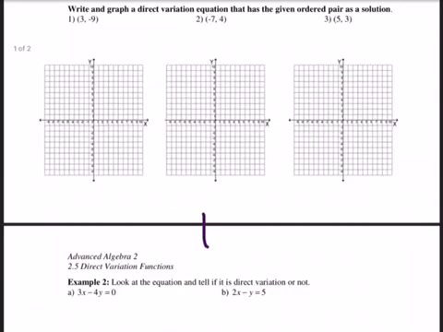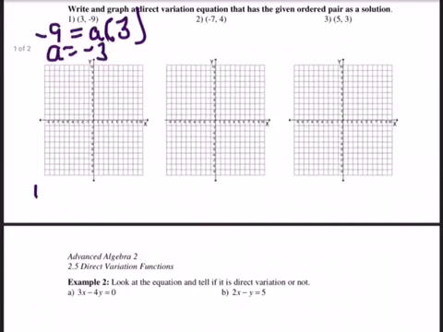Alright, let's look at some of these others. Okay, so we're going to go through the point 3 comma -9. I'm going to use the same process by plugging in the -9 for y and the 3 for x. Whoops, I said plug in 3 and then I wrote x. And then when I divide both sides by 3, I'm going to get a equals -3. So I'm going to graph the equation y equals -3x.